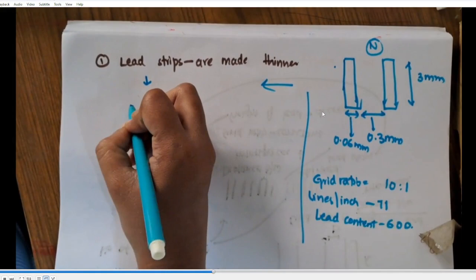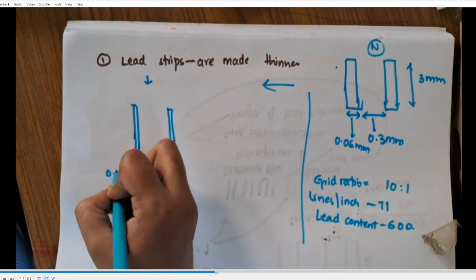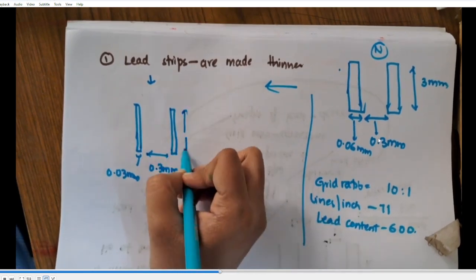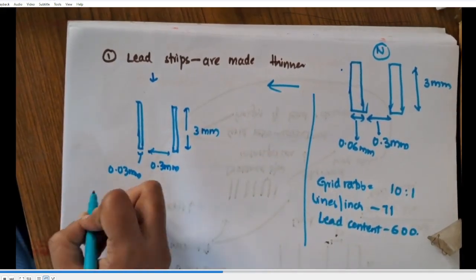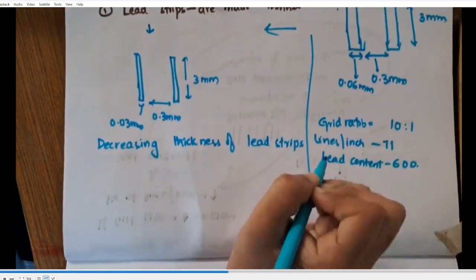whereas the lead content is around 600. Now in a similar way, for the same arrangement, if the lead strips are made thinner, that is each lead strip width is around 0.03 millimeters, which is lesser than the normal 0.06 millimeters, and the width of the interspaces is the same, that is 0.3 mm, and the height is also the same, which is 3 mm. So this will decrease the thickness of the lead strips.